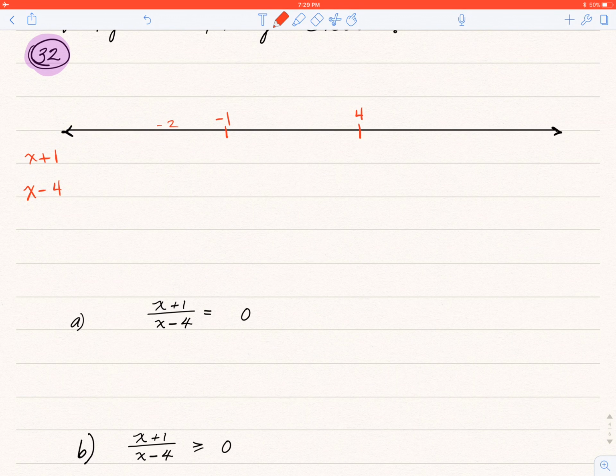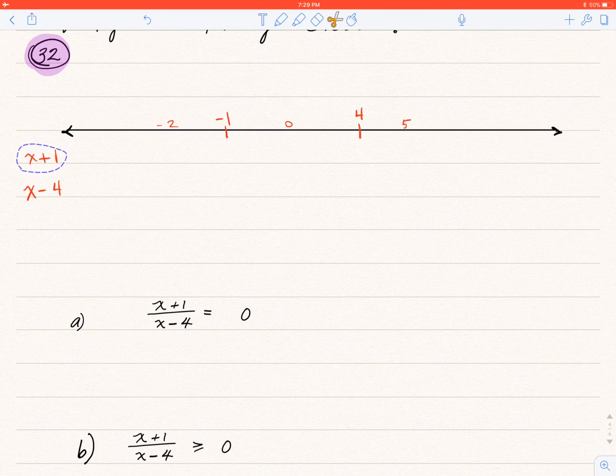I'm also going to choose a number in between the negative 1 and the 4. I like 0. I like plugging in 0, so I'm going to use 0. And then I also want to choose a number to the right of 4. I'll choose a 5. Choose anything you want as long as it's to the right of 4. Now what I'm going to do is take each of these 5 numbers and plug them into my 2 factors. Now all I want you to come out with is either a positive, a negative, or the number 0. I don't want you coming out with any numbers, just a positive, a negative, or 0.